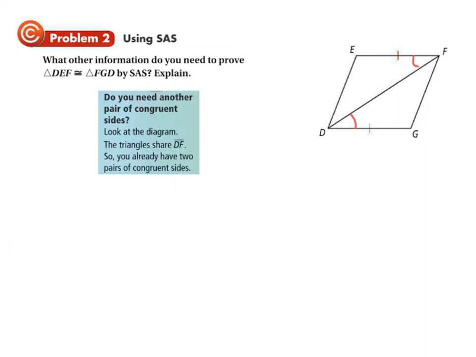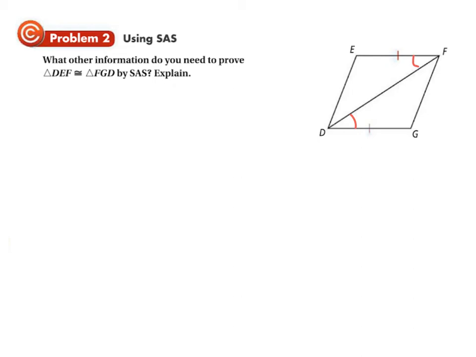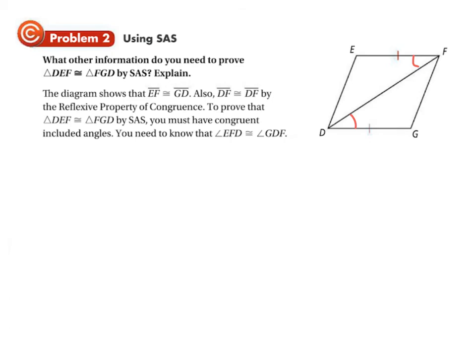So do you need another pair of sides? Nope. Not if you're using side angle side. We already have two sides, so we need the included angle. The diagram shows those sides. Therefore, in order to use side angle side specifically, you would need that angle right here. Angle EFD is congruent to angle GDF as I had marked out. Now, if you did know the opposite sides were congruent, then you could use side, side, side because you already have two sides. But they were asking you to do it with side angle side for this one.